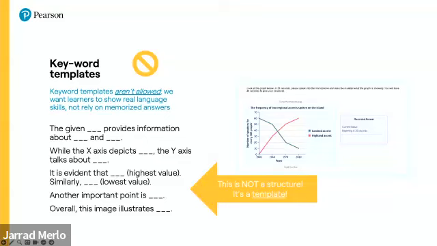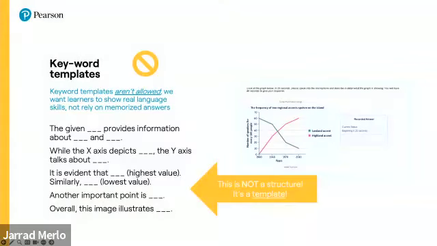The given something provides information about something and something. Okay? While the x-axis depicts something, the y-axis talks about something. It is evidence that the highest value is similarly the lowest value. Another important point is that blank. Overall, this image illustrates blank. This would get a score of 0 because I'll tell you how Pearson actually find all this information. But again, this is obviously a keyworded template. This is not a flexible structure.